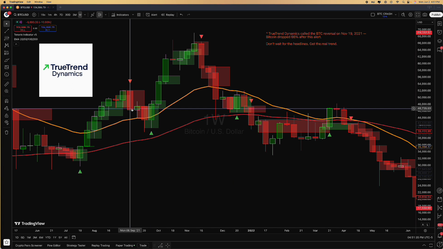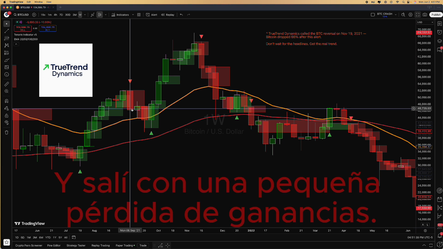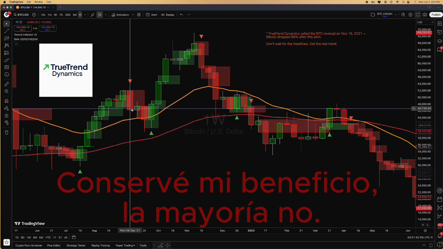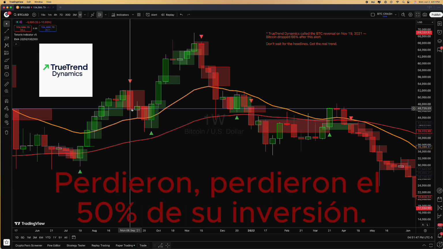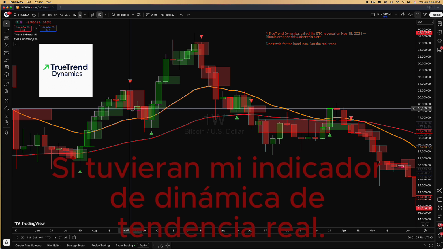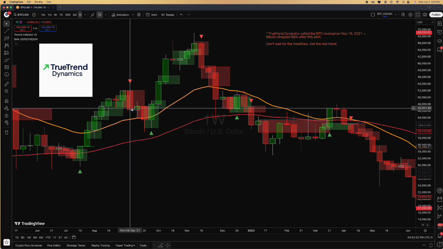Time to get out. But I did know because of my system, and I got out with a little loss of profit, and that was it. I kept my profit. Most people did not. They lost 50% of their investment, which for many people is absolutely devastating. So if they'd had my TrueTrend Dynamics indicator, this is what they would have known.